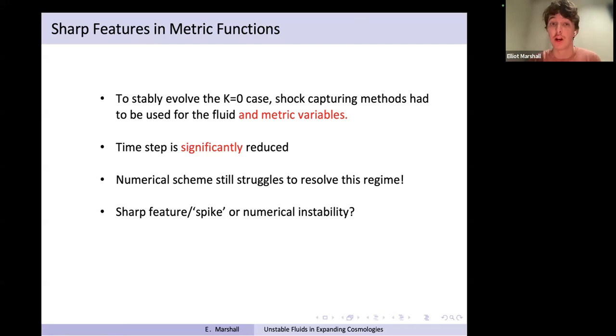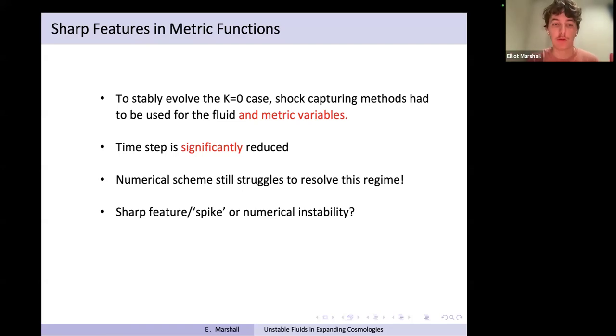In particular, if you do try and use finite difference methods, you get spurious oscillations and the code crashes very quickly. So regardless of whether this is a discontinuity or not, it is clearly more difficult to evolve this regime. Additionally, we had to massively reduce the time step, so it's just more computationally intensive to evolve these perturbations. And even then, the numerical scheme is still really struggling to resolve this k equals 0 behavior.